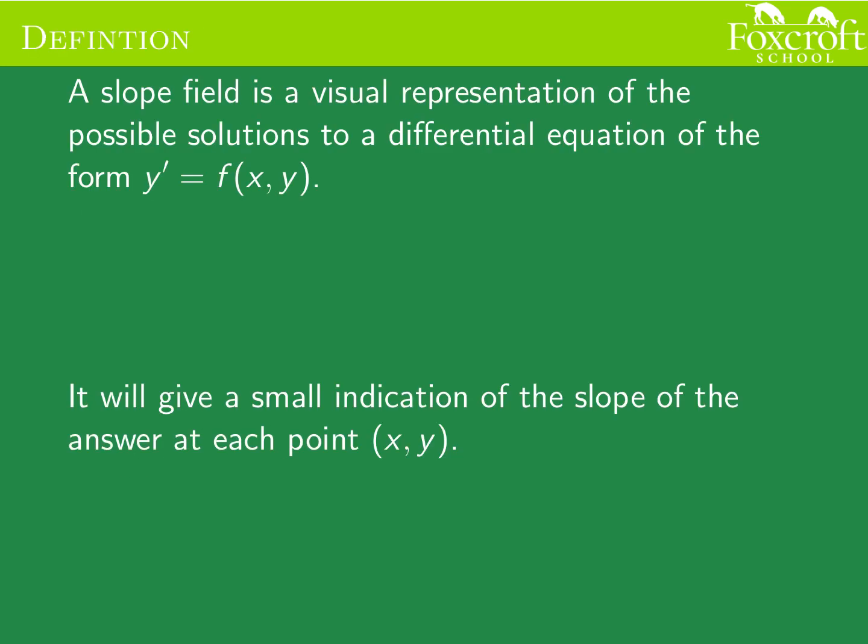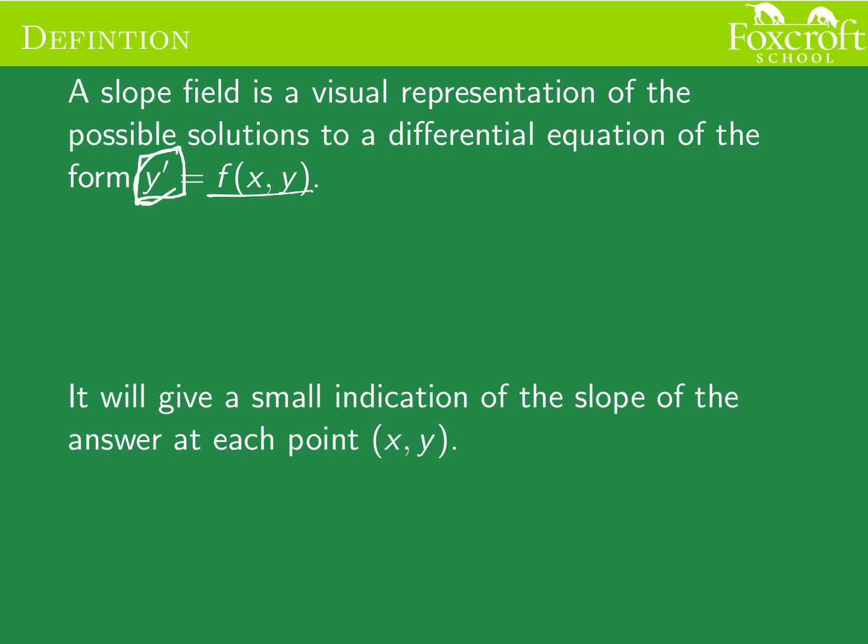A slope field is a visual representation of the possible solutions to a differential equation of the form y prime equals f of x, y. This basically means the right-hand side has x's and y's mixed together, but it's just equal to a single y prime. Remember, y prime is the derivative of my function. It tells me the slope of the tangent line.